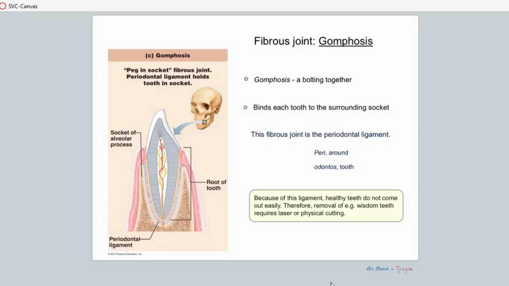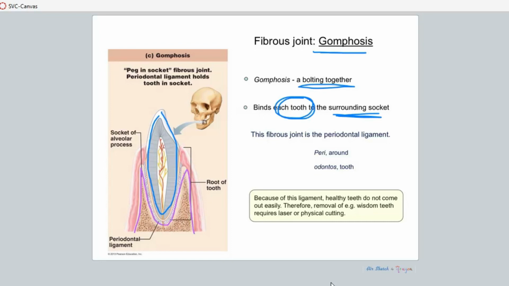And then we have another type of fibrous joint called a gomphosis. And gomphosis means bolting together. So this is how we bind our teeth in the surrounding tooth socket. So here we have a tooth. Here's the tooth socket, and the tooth is bound to that tooth socket by fibrous tissue. Okay, so those are short collagen fibers in there that are binding the tooth to the tooth socket. And this particular fibrous joint is the periodontal ligament.